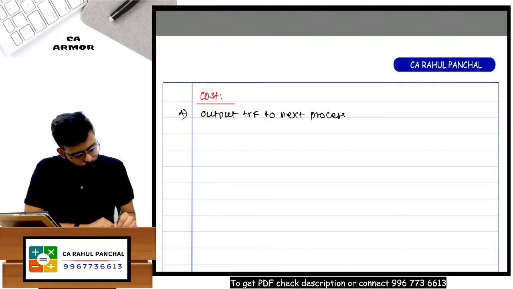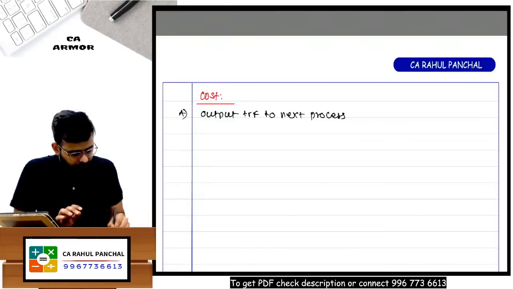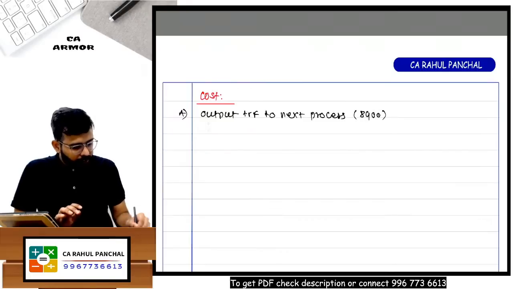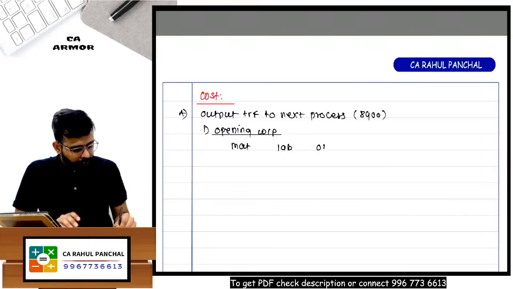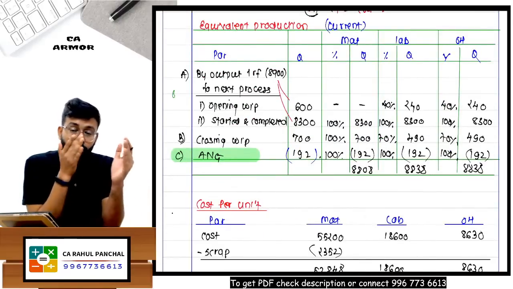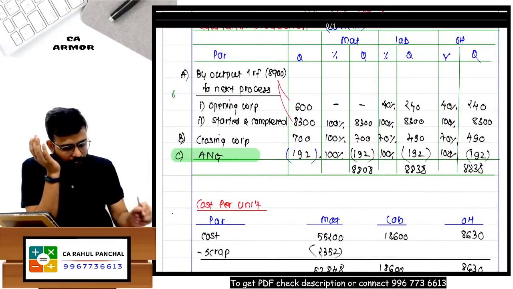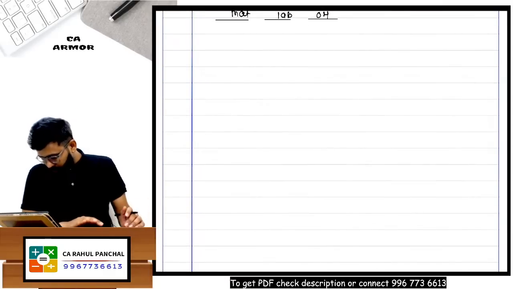When I say output transferred to next process, how many units have we transferred? 8,900. It is divided into two parts. A part is opening WIP. For opening WIP, I would like to know what is the work done in the current period, so I will write down material, labor and overheads. What is the work done in the current period? Nothing was remaining for material. 60% was already done, so we have done the remaining 40% work, which is 240 units of work.